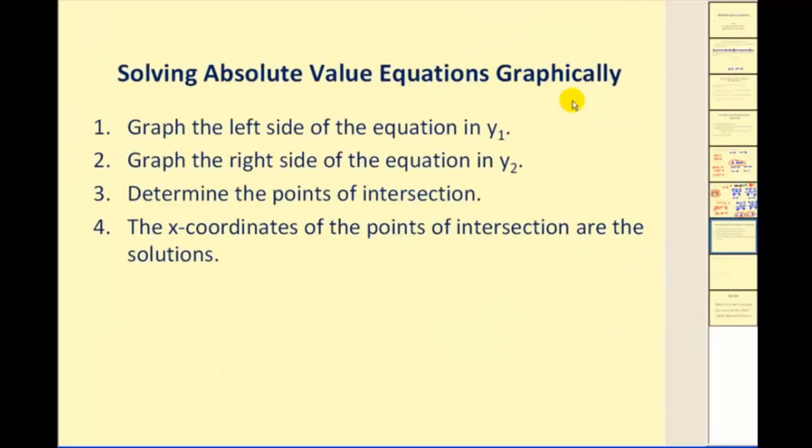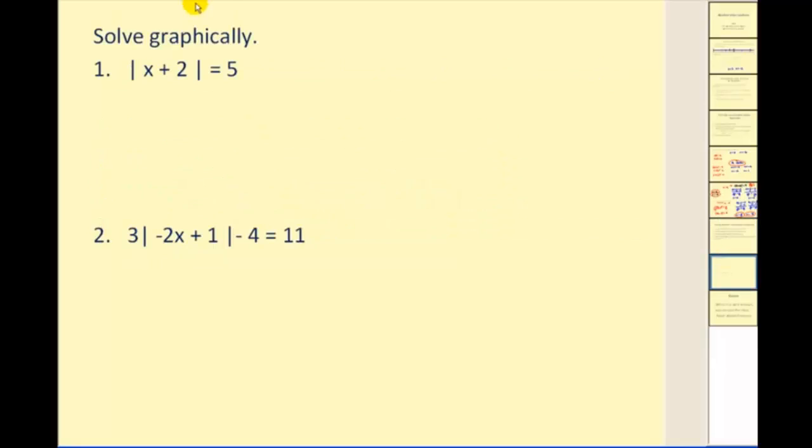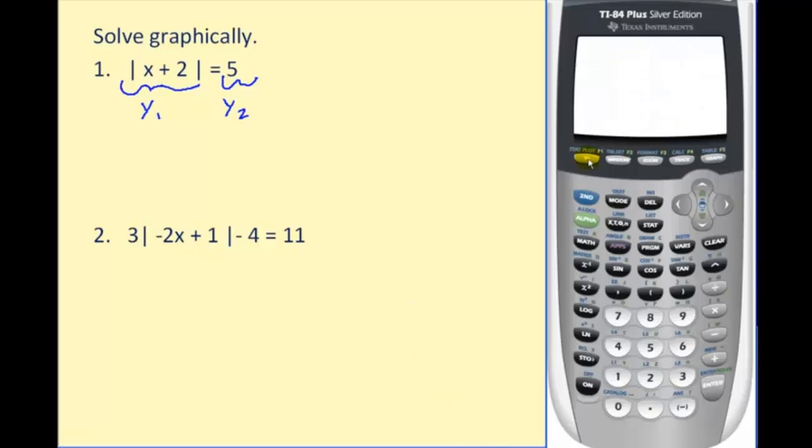So let's take a look at how we can solve absolute value equations graphically. Step 1, graph the left side of the equation in y1, graph the right side of the equation in y2, determine the points of intersection, and the x-coordinates of the points of intersection are the solutions. Let's go ahead and give it a try. So we're going to graph the absolute value of 2x plus 1 in y1, and we'll graph 5 in y2.